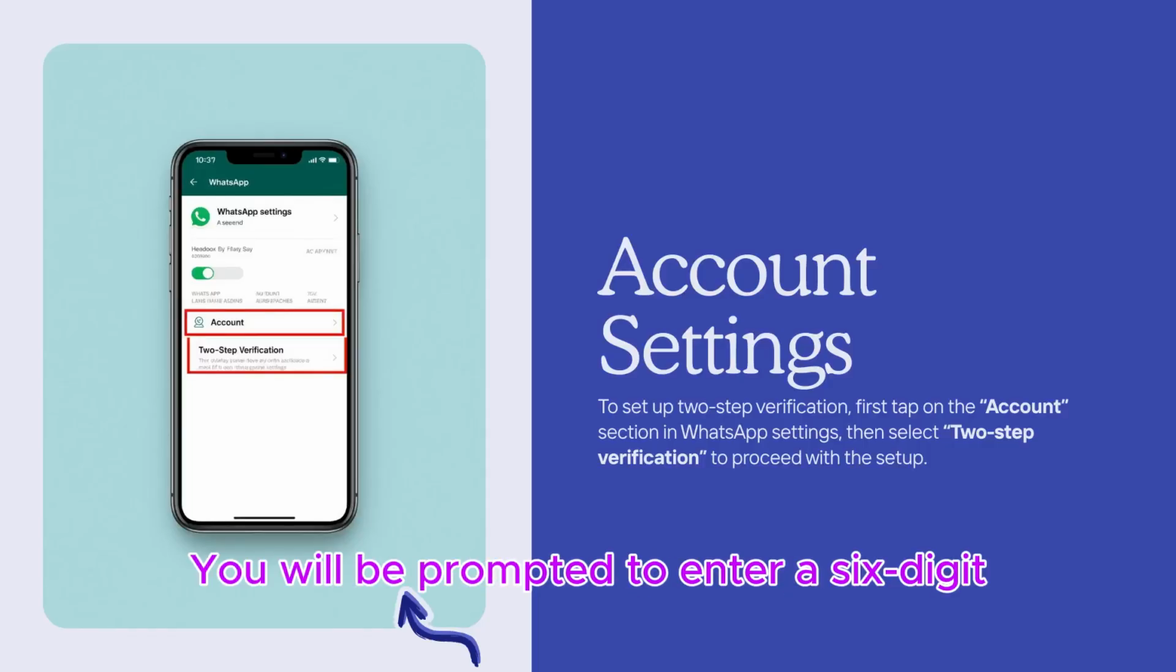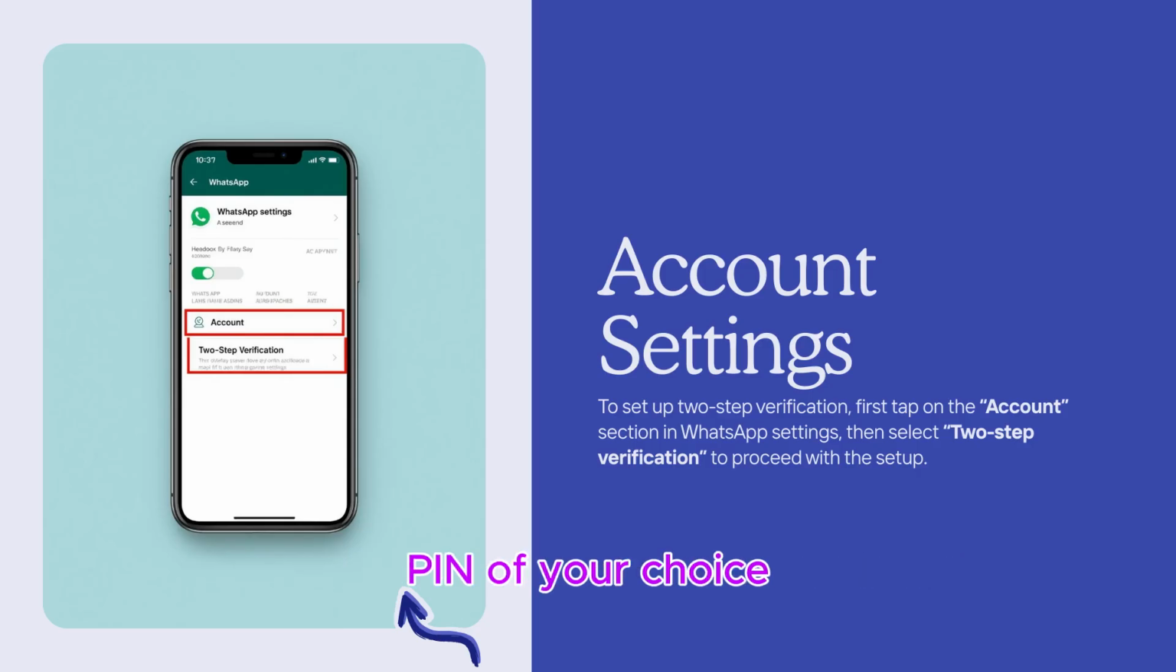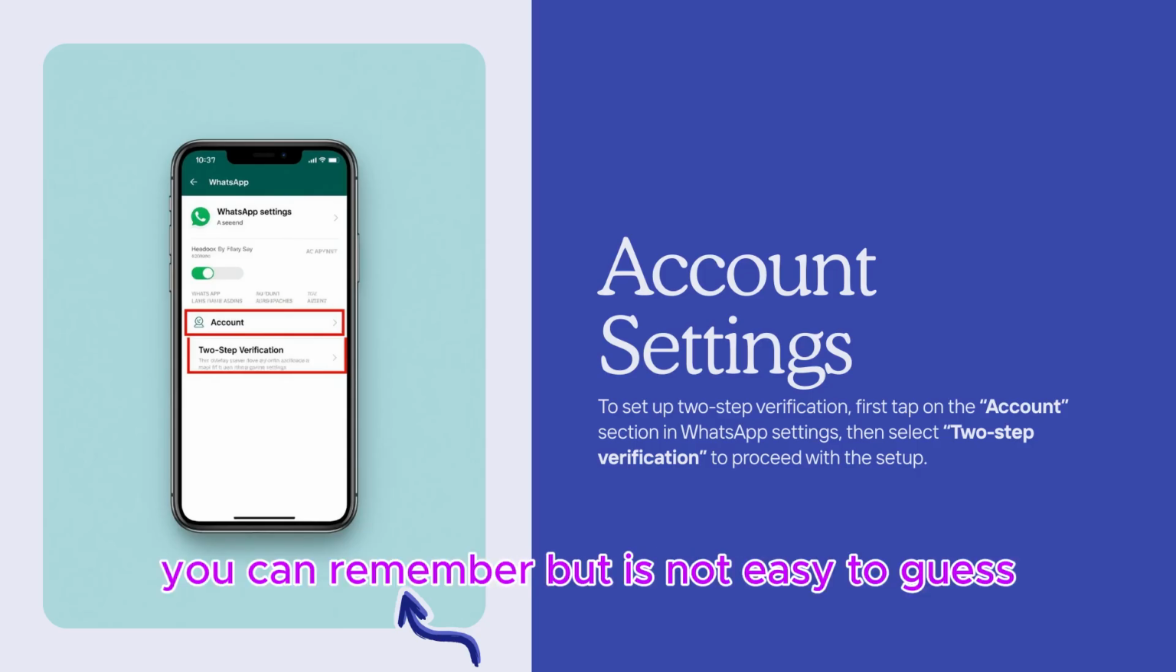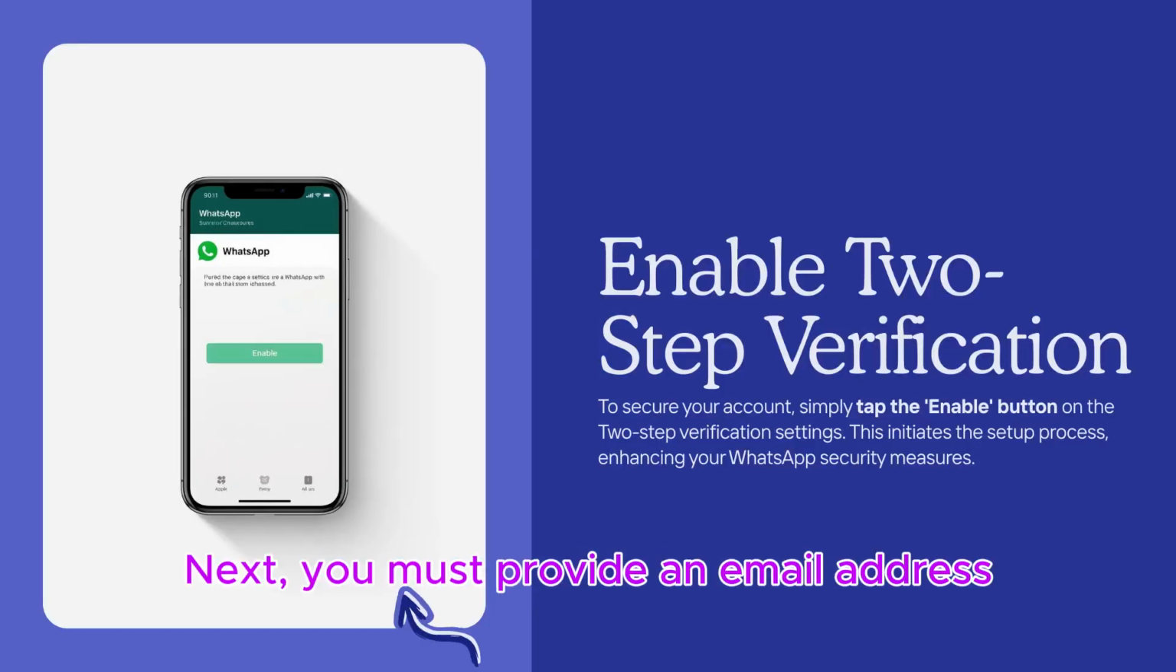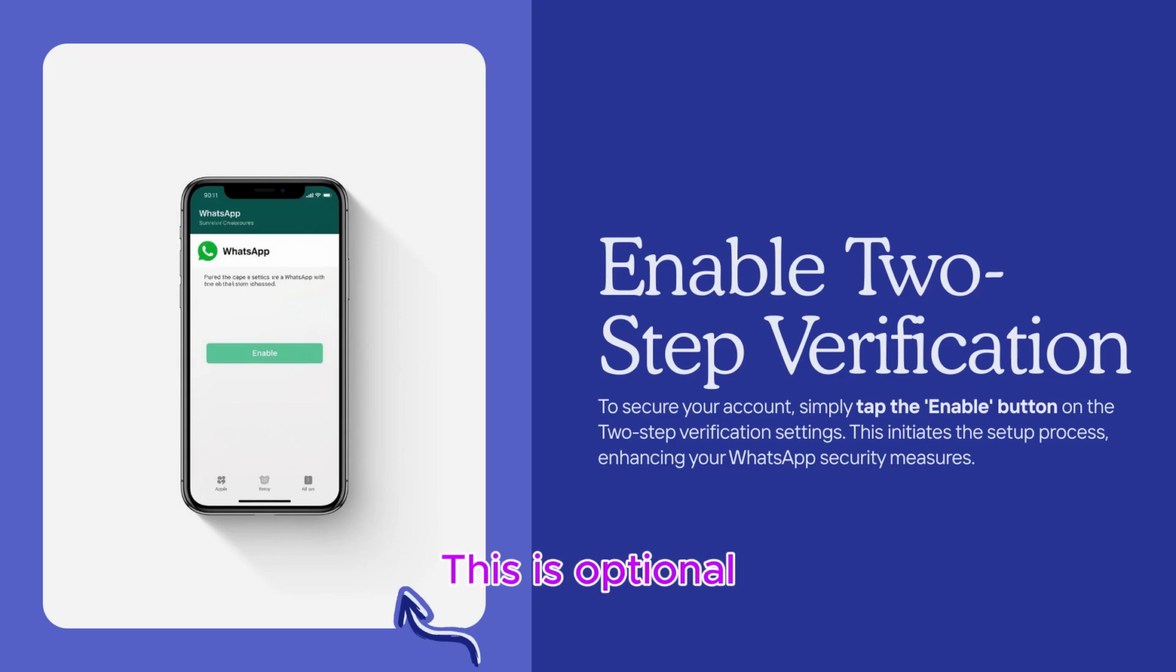You will be prompted to enter a 6-digit PIN of your choice. Enter a PIN you can remember but is not easy to guess. Re-enter the PIN to confirm. Next, you must provide an email address. This is optional but highly recommended for account recovery.